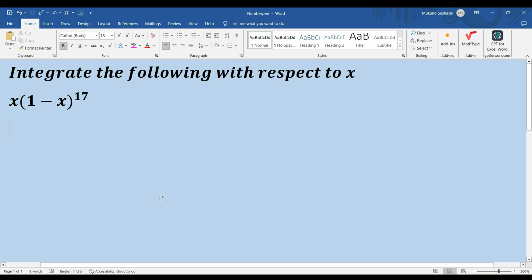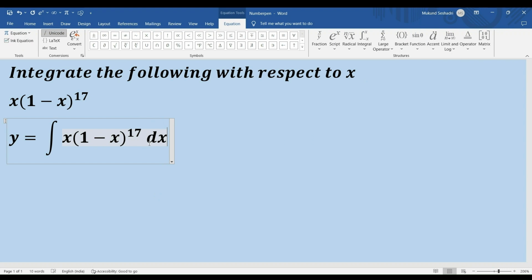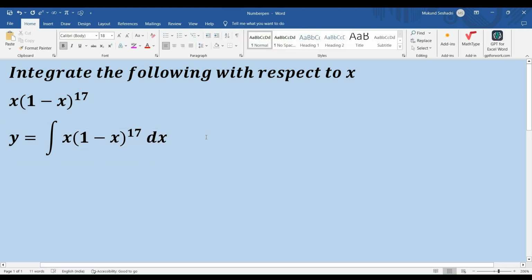So there we have the problem on the screen. Integrate the following with respect to x. We have x times (1 minus x) the whole power 17, right? So what we've been given is dy by dx and we've been asked to find y. My y is nothing but the integral of the given expression. So let's write down our y. So that's my y. I know that my y is not in a very simple format whose antiderivative I know from first principles. So looks like we have a job in hand.